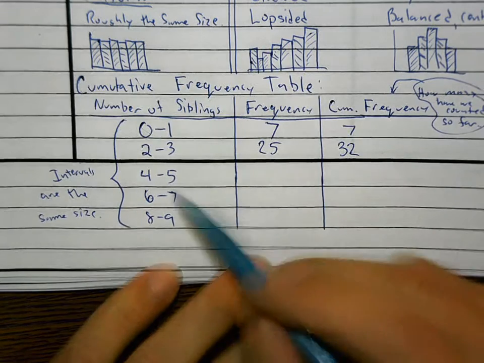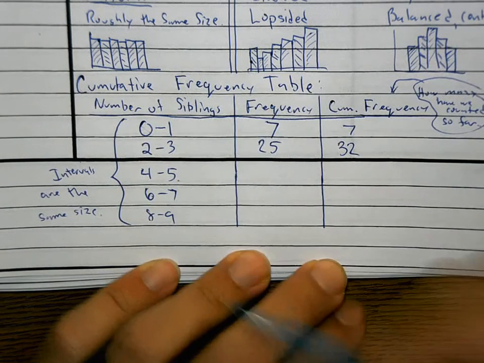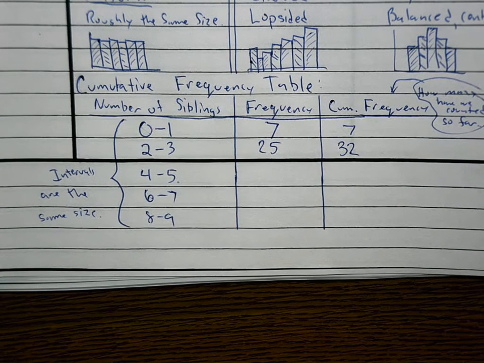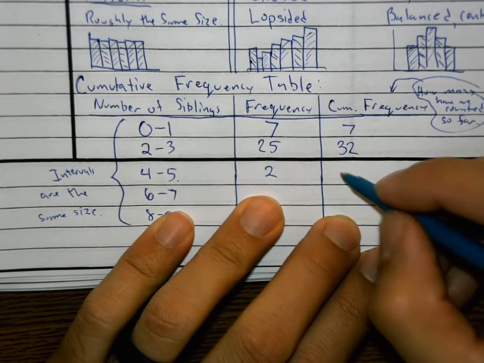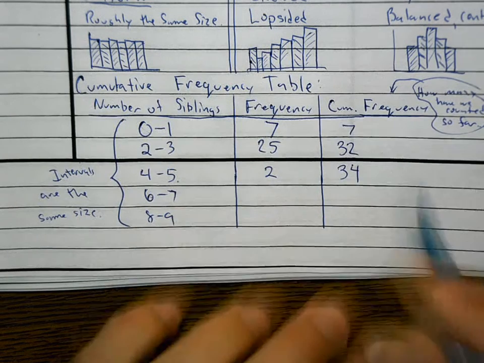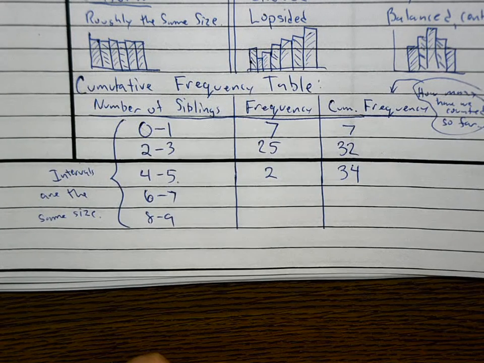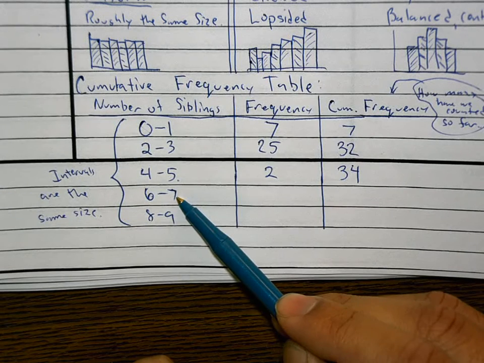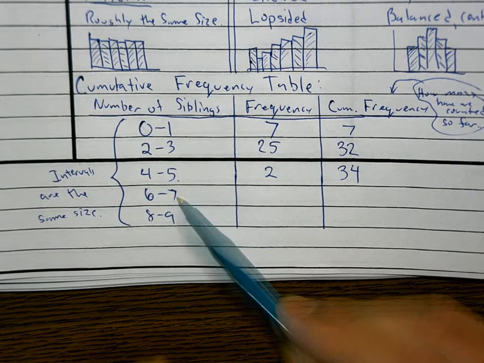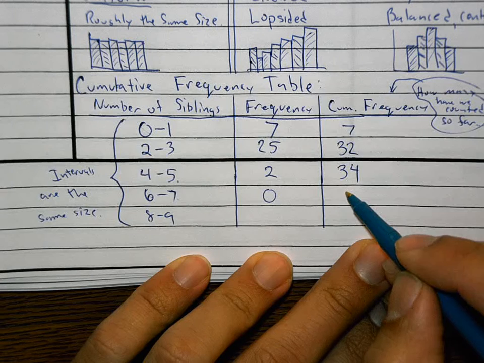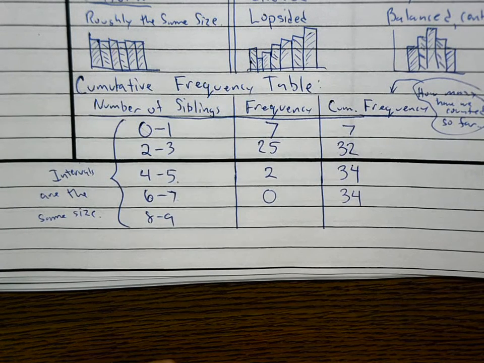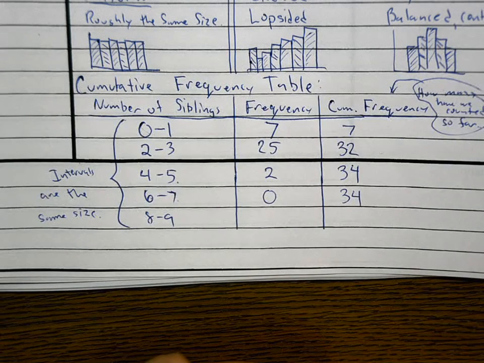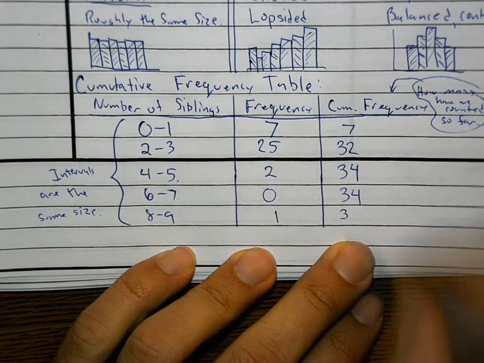How many people have 4 to 5 siblings? Raise your hand. 1, 2. Thank you. What's our cumulative frequency? 32 plus the 2. Anybody with 6 to 7? 0. What's our cumulative frequency? And then 8 to 9? Guess it. And what's our cumulative frequency?